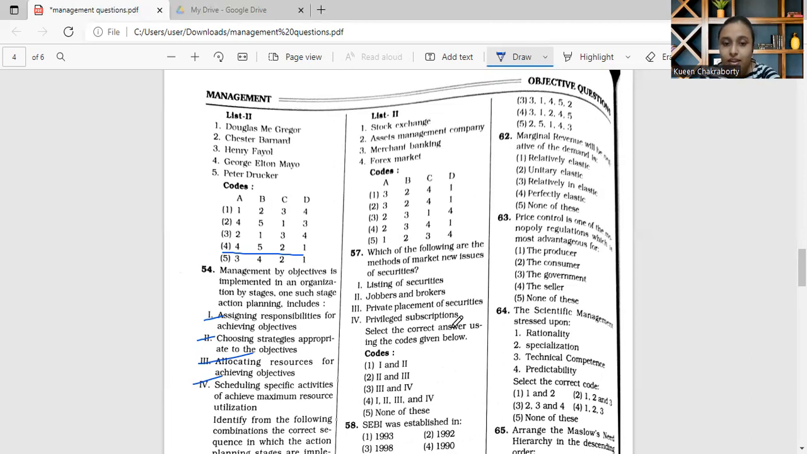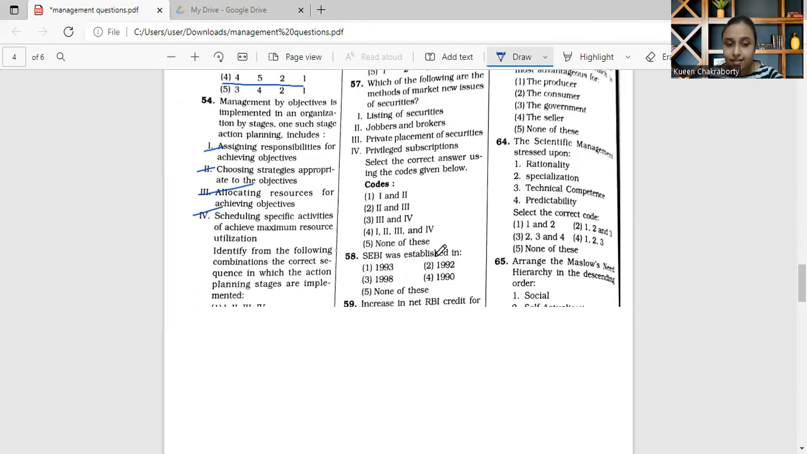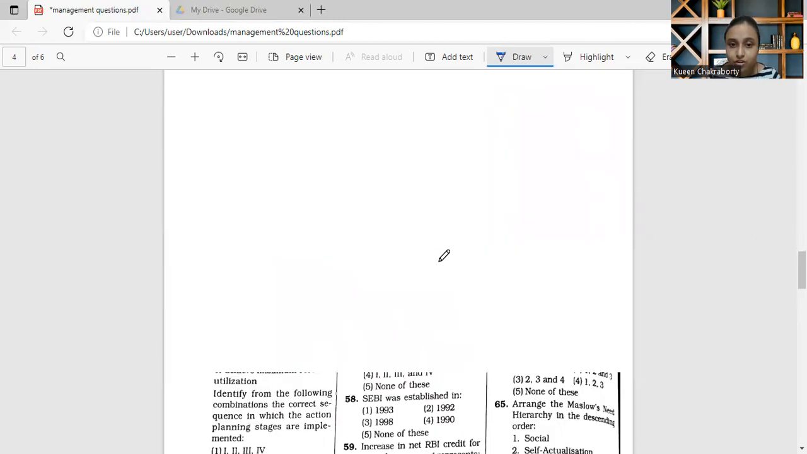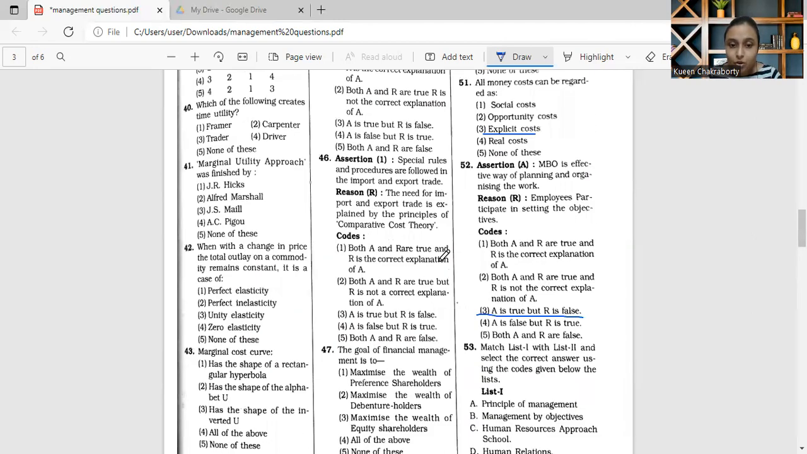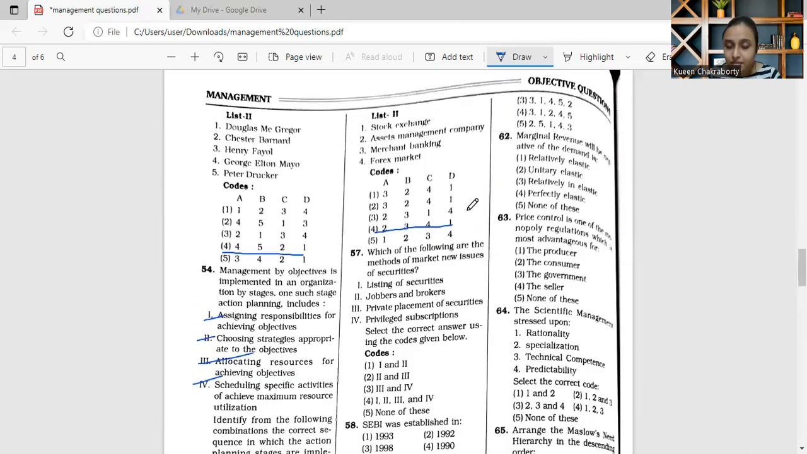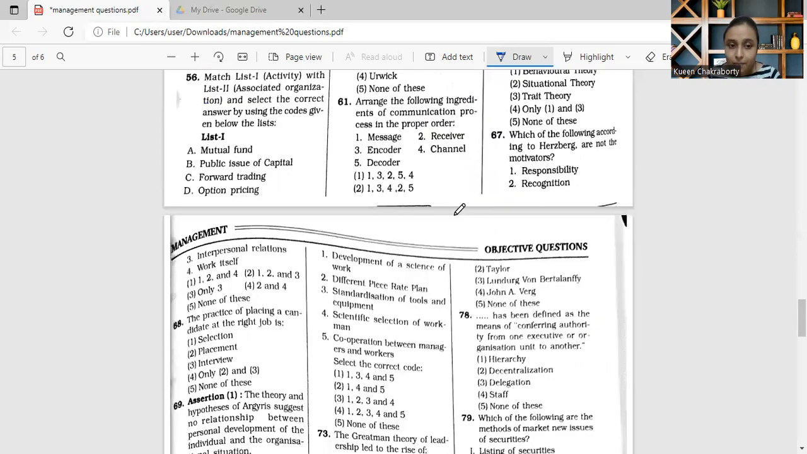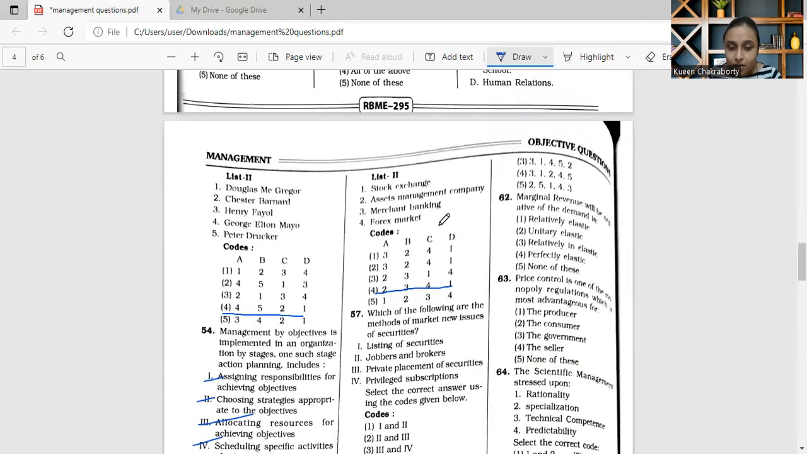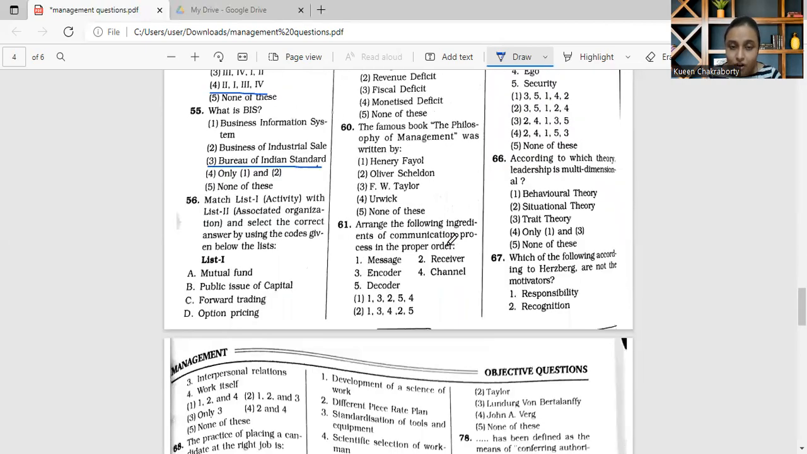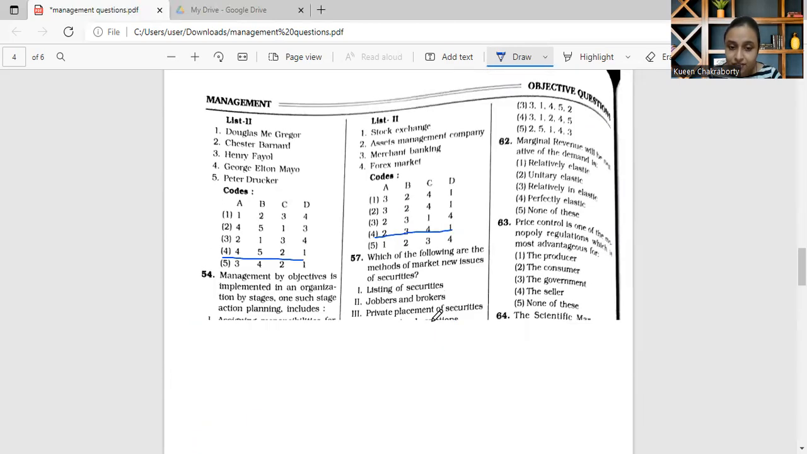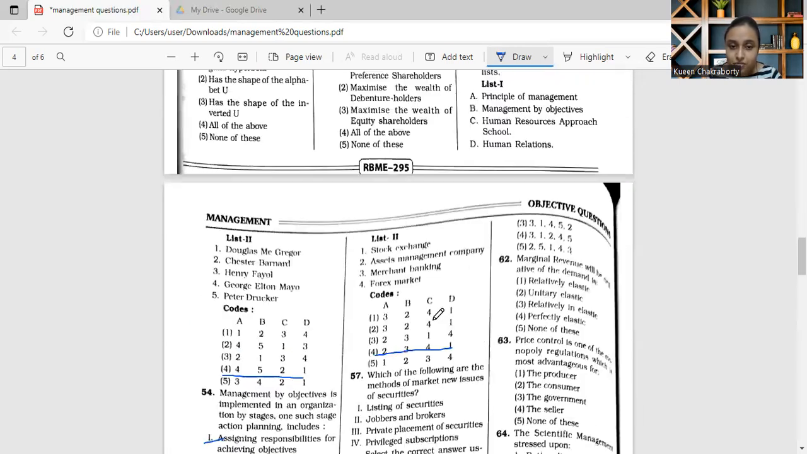So having explained all four, option number 4 is the correct one. This is what we have discussed. A is 2: mutual fund is option number 2, which is asset management company. For public issue of capital, we have merchant banking. For forward trading, we have forex marketing. And for option pricing, we have stock exchange. So this is the correct answer.